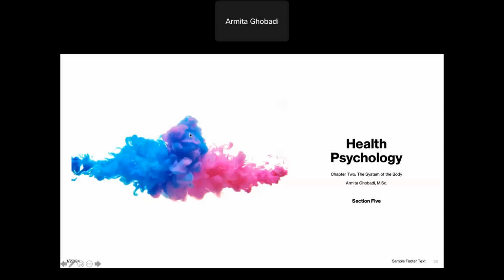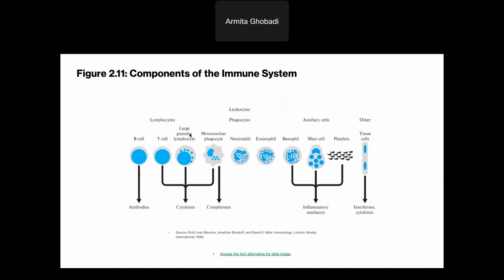So section 5, and the last section. Here I'm going to talk about components of the immune system. Like you can see again, we do have B cells and T cells, which are going to be under the lymphocytes umbrella. B cells produce antibodies, and T cells produce cytokines. Remember, that was the one that would act as a siren, sounding the alarm for the body and attracting more white cells to come and fight the microbes or other substances that are going to harm our body.